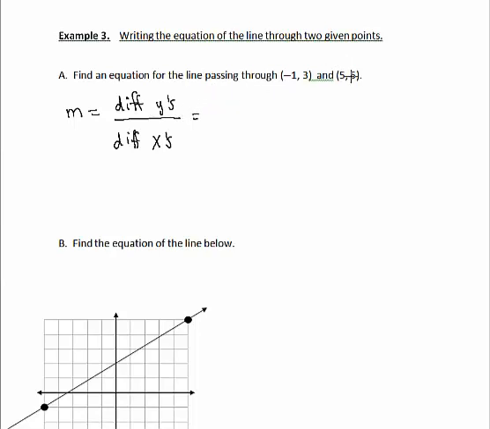Okay, if I pick the 5 first and subtract the 3 for the y's, then what I want to do is return to the ordered pair (5, 5), because I picked the 5 first for y, then I have to pick this 5 first for my difference in the x's. And so 5 comes first, and I subtract a negative 1 on the bottom. 5 minus 3 on the top gives me a 2, and 5 minus a minus 1 on the bottom gives me a 6, and so I end up with a positive 1/3.